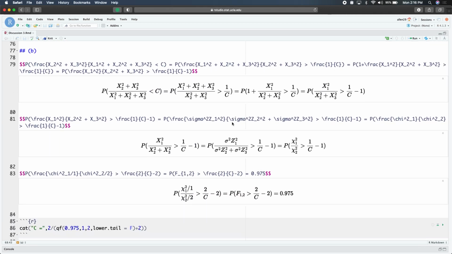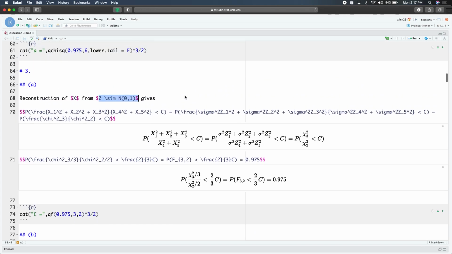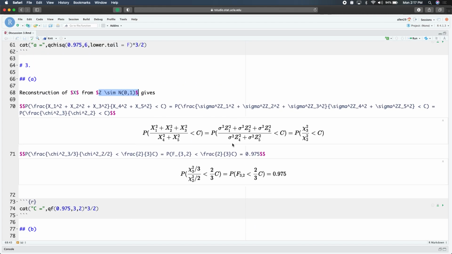Okay, then for part B. In this case, the numerator and denominator are not independent anymore because we have the same copy for numerator and denominator. So this is the quantity of interest from the question. We can see that we have x2 and x3 on the numerator, and then x2 and x3 on the denominator. So we cannot just simply apply the same implementation here.